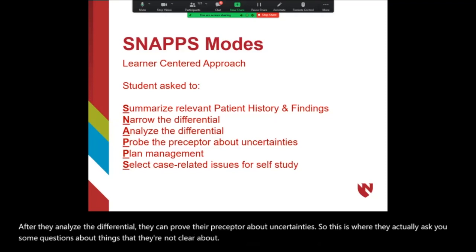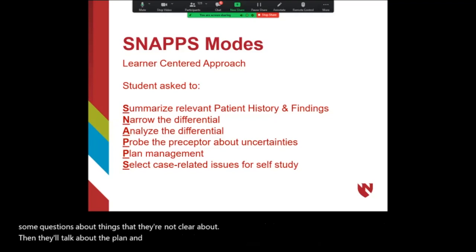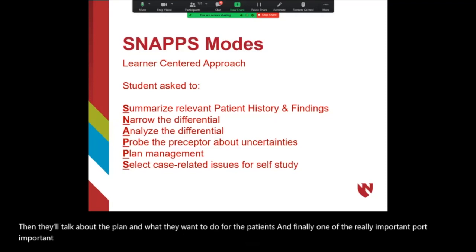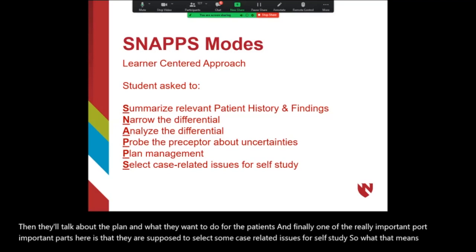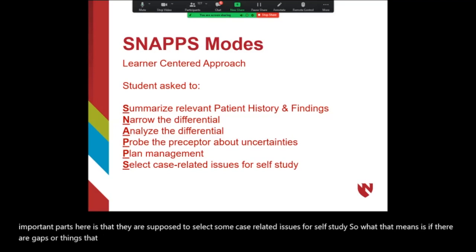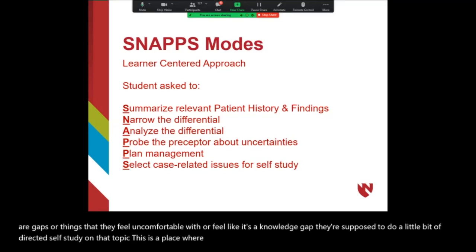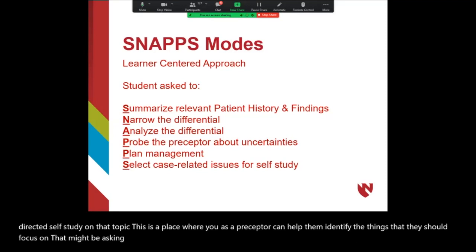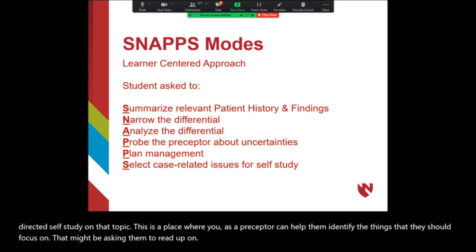Then they'll talk about the plan and what they want to do for the patient. And finally, one of the really important parts here is that they are supposed to select some case-related issues for self-study. So what that means is if there are gaps or things that they feel uncomfortable with or feel like is a knowledge gap, they're supposed to do a little bit of directed self-study on that topic. This is a place where you as a preceptor can help them identify the things that they should focus on. That might be asking them to read up on a particular topic and then come back and talk with you about it the next day.